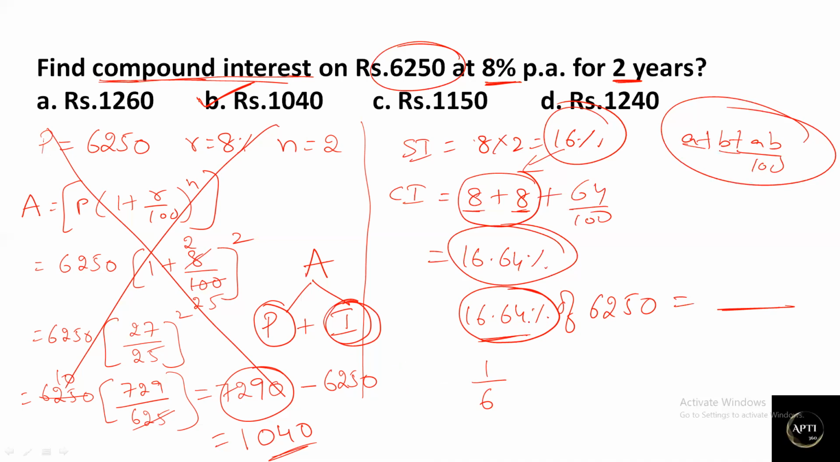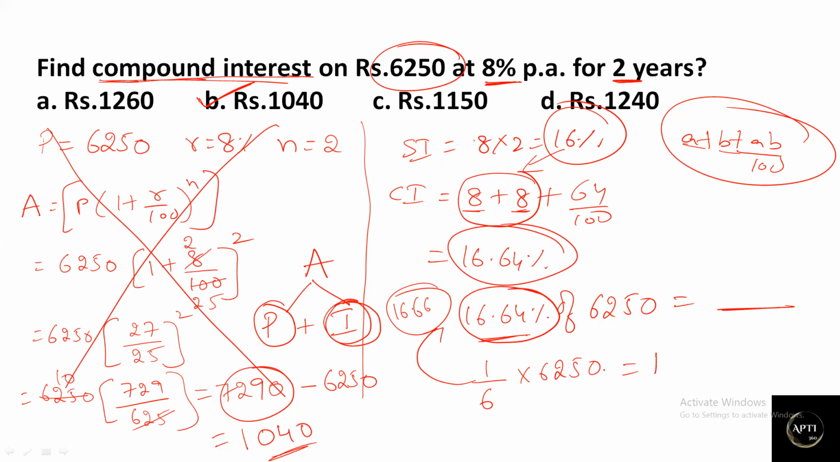16.66, correct? Okay, but it is 64. We can take it as a slightly approximate value. 1 by 6 can also be written as 16.66. Actually, 1 by 6 fraction is nothing but 16.66%. Now 1 by 6 of 6,250, it will be easy for us, right? So rather than calculating 16.64, this conversion of percentage to fraction concept is very helpful, and very useful to calculate in a better way.